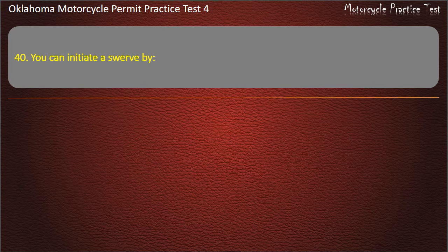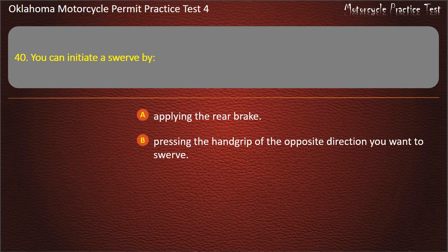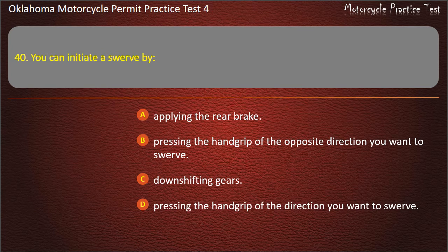Question 40. You can initiate a swerve by applying the rear brake, pressing the hand grip of the opposite direction you want to swerve, downshifting gears, pressing the hand grip of the direction you want to swerve. Answer. Pressing the hand grip of the direction you want to swerve.